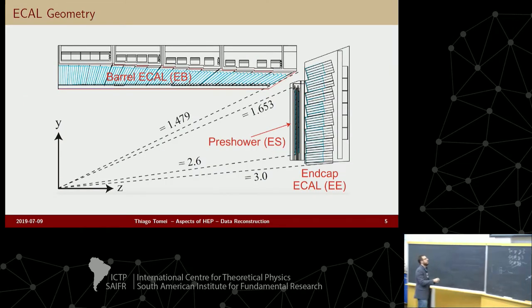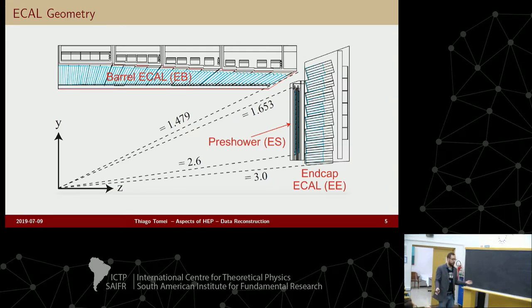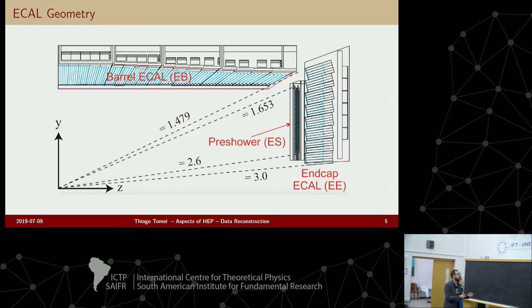And this is what it looks like from the side. So there is a barrel up to eta equal 1.479. Then there is a crack. Why is there a crack? Because there are some cables that have to come through here, right? So there is a region which is less instrumented. There is no way to both have your cake and eat it too.